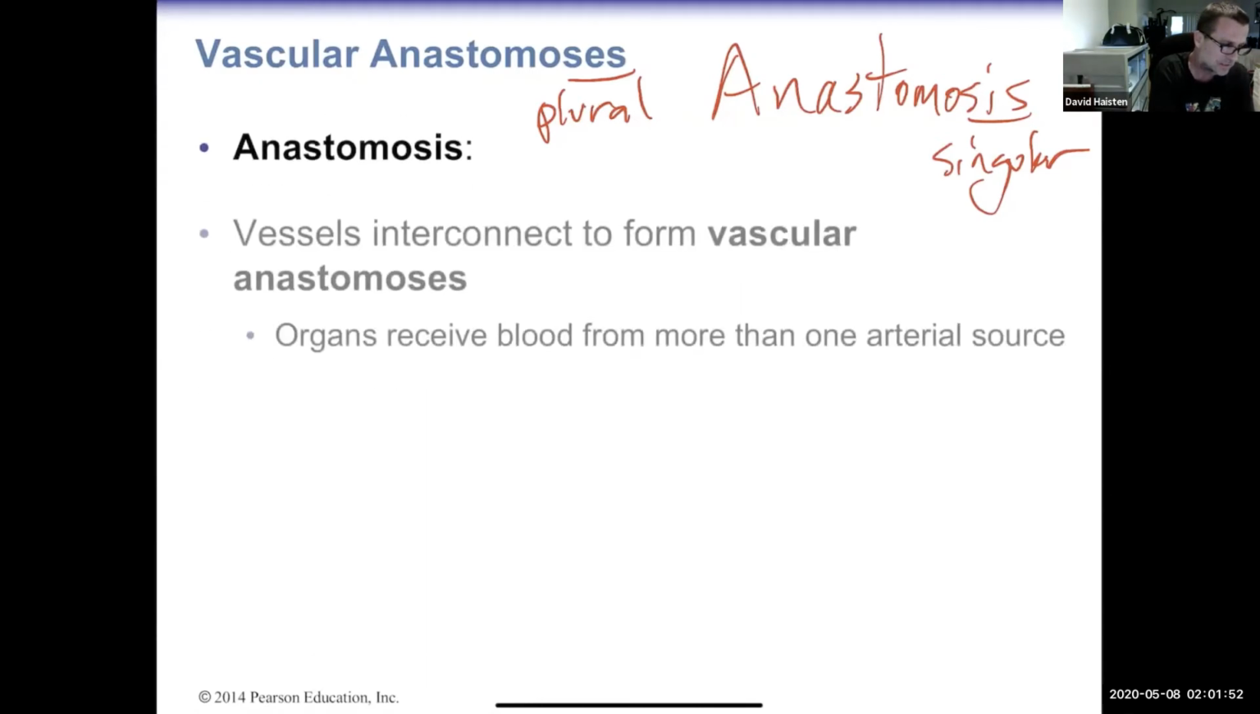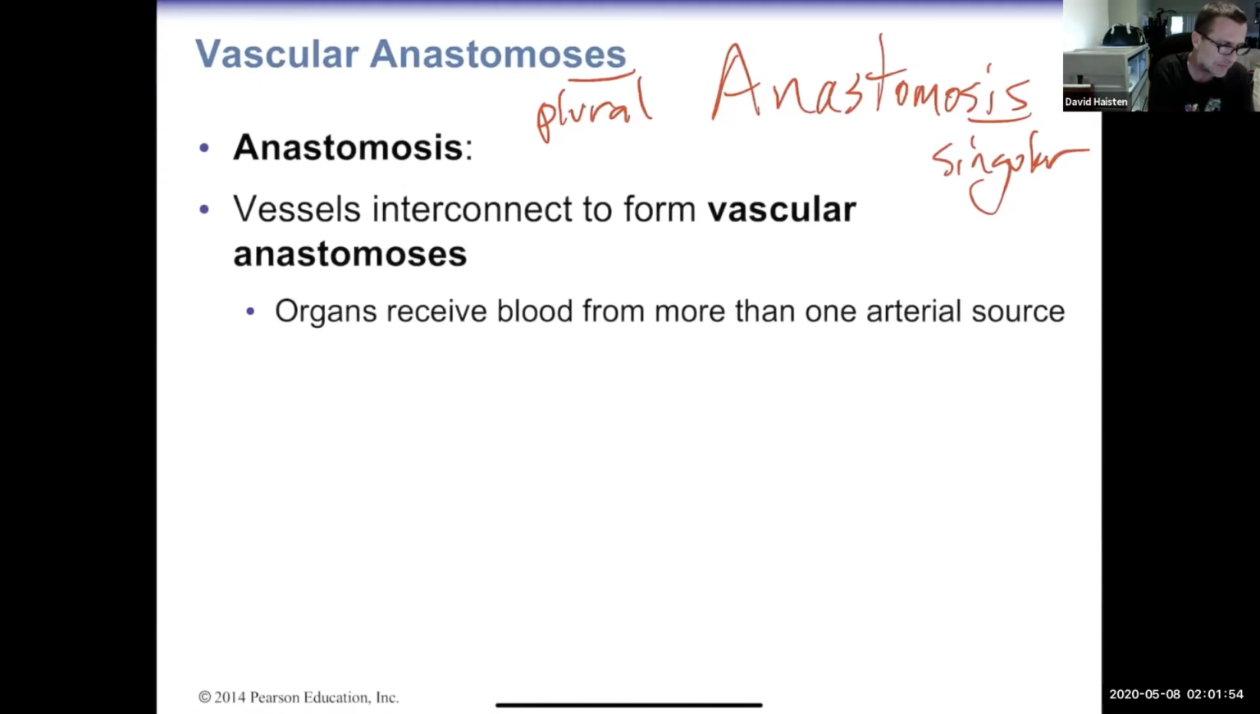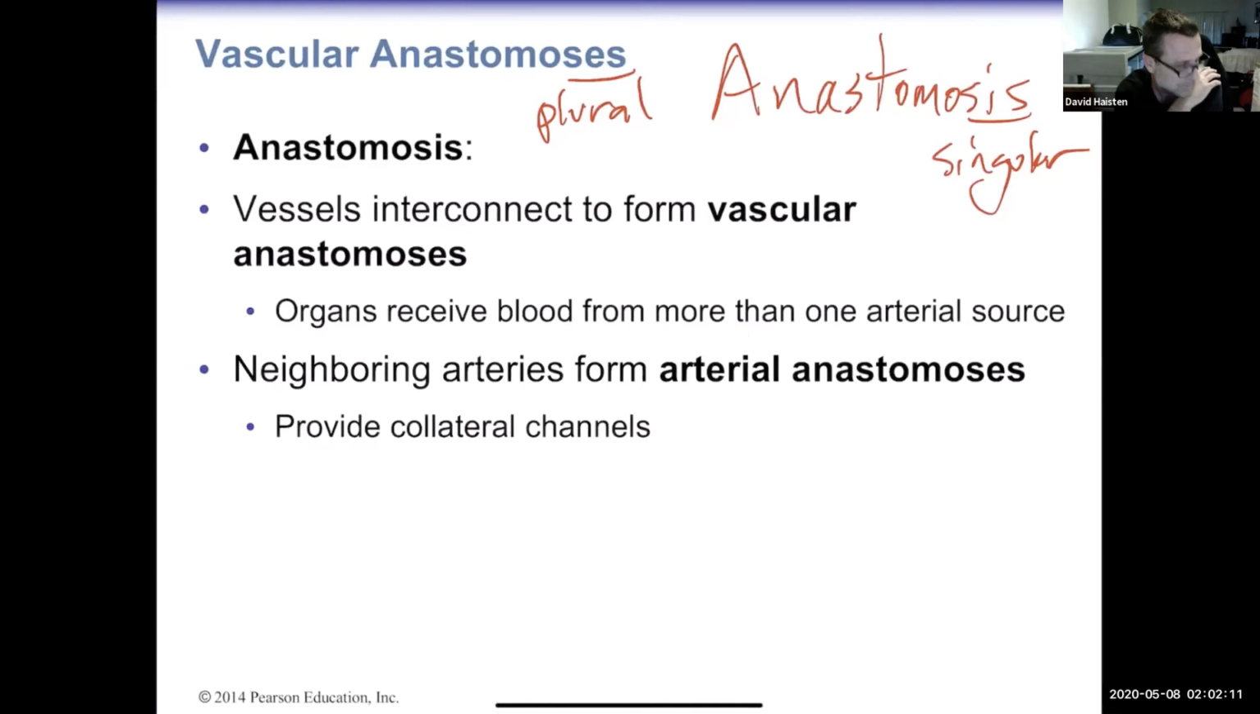So in anastomosis, vessels interconnect to form vascular anastomoses. Organs are going to receive blood from more than one arterial source. You have this going on with your brain, and you have this going on with your heart. Two places where blood really counts. So neighboring arteries form arterial anastomoses, so you have collateral channels for blood to get to where it needs to go. Places where you don't have this are like at the ends of long bones, places where if blood supply is cut off, considerable damage results.